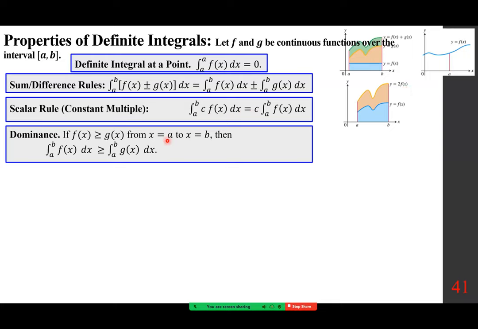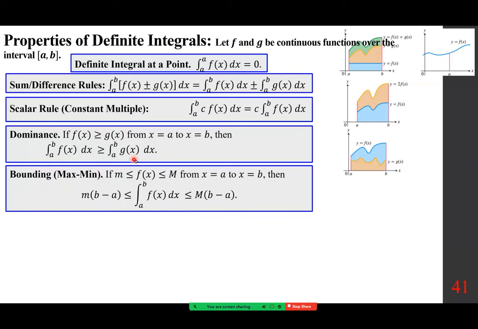Dominance: if f is larger than g from a to b, then the integral of f of x dx from a to b is larger than or equal to the integral of g of x dx from a to b. So f is on top of g from a to b. It doesn't matter what happens before a or after b. Just from a to b, this is larger than this because it covers more area under the curve. And we are assuming we are dealing with a positive function for now.